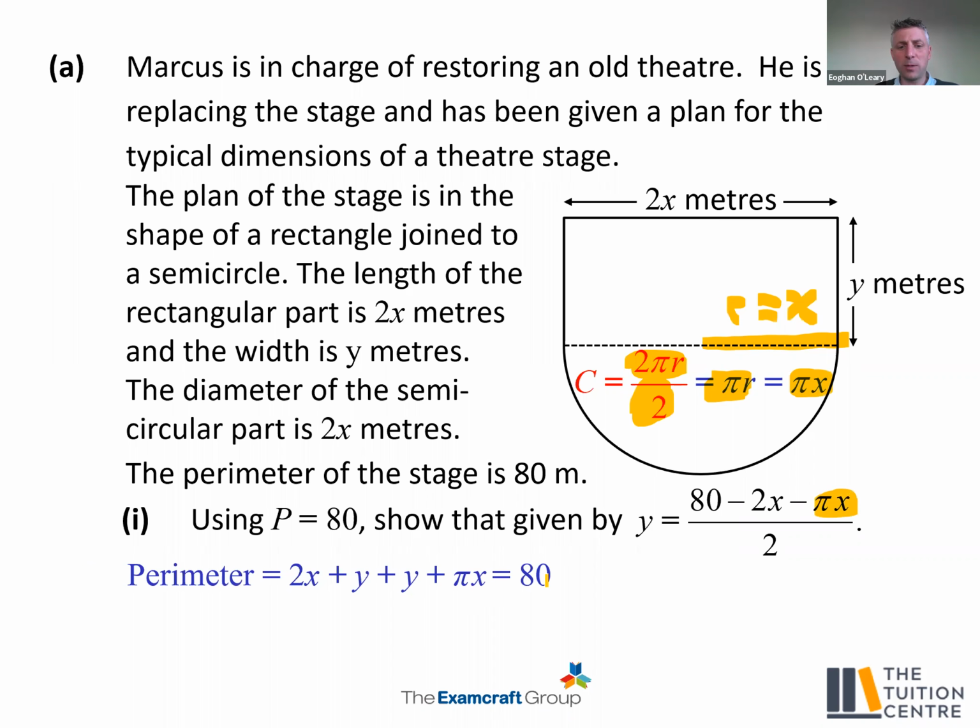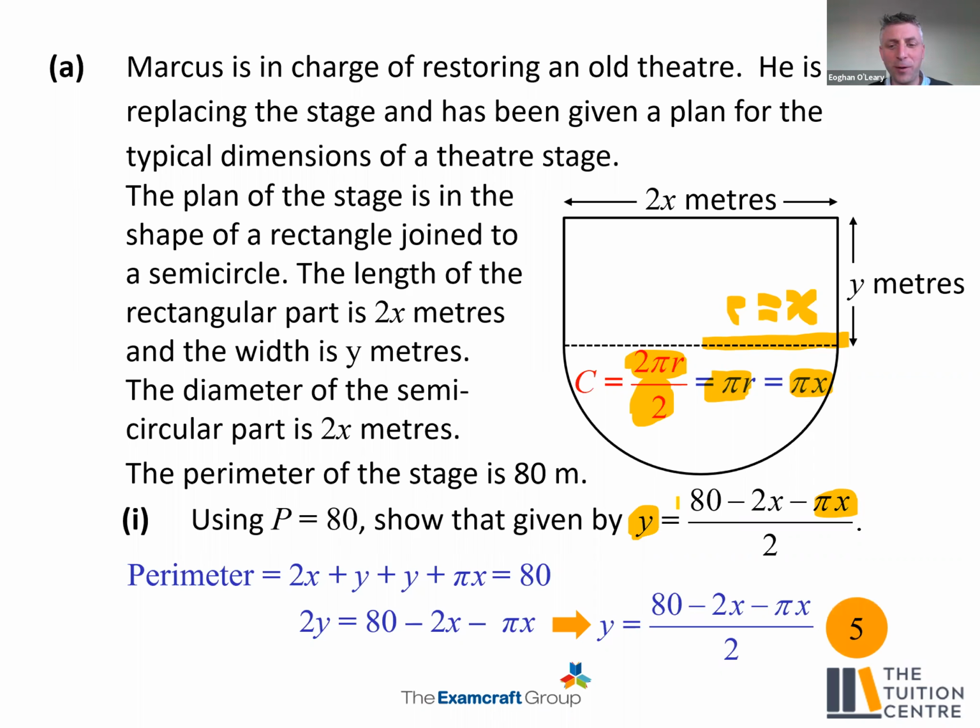So at all times, we're keeping an eye on our answer, and we know we need to isolate y. So that's what we're going to head towards. So we're going to say 2y is equal to 80 minus 2x minus pi x. And all of a sudden, we're almost there because we say y is equal to 80 minus 2x minus pi x over 2. And that's it. So we got there for 5 marks.